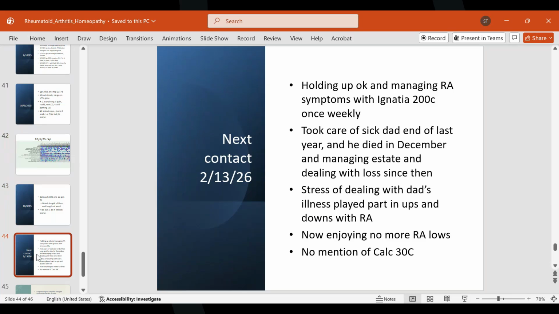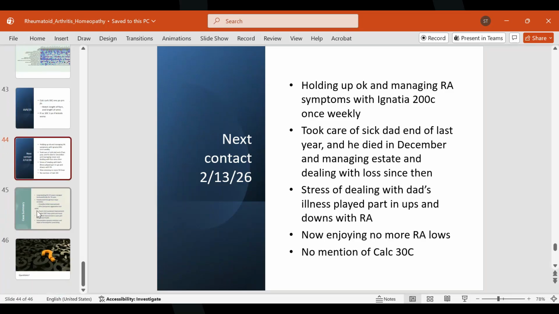I sent her another email back, what happened with the Calc carb? No response. So I don't know, maybe she didn't take it or whatever, but she seems to be doing good on just the Ignatia. She's no longer doing the fluoric acid. I don't know. My preference would be she should, if it's helping the keloids, because I think the keloids were 70% better. They could maybe keep improving. I don't know if they'll go away.